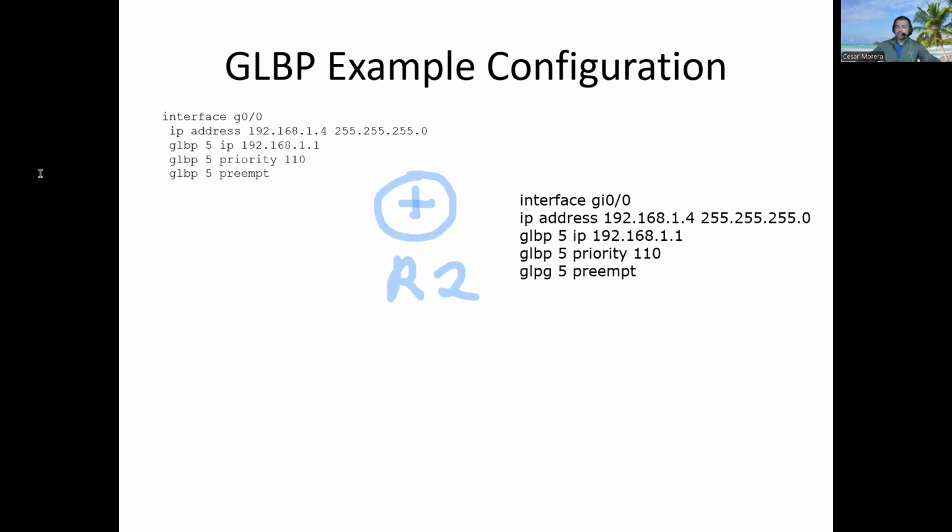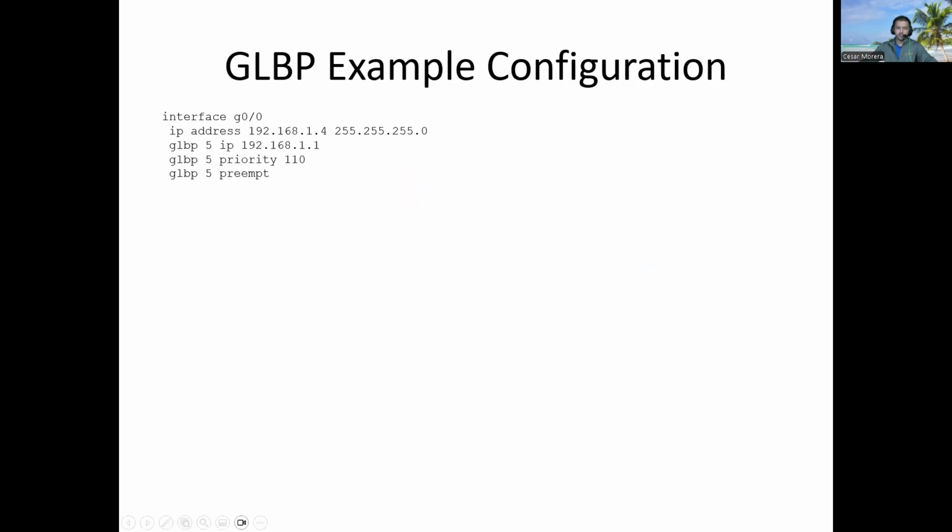There you have it. This is a brief example of how to configure it. Let's say we are in router 2 or router 4, and we're configuring GLBP with the GLBP IP address, then the priority, the preempt, and that's it. That's basically the configuration that we will do for a GLBP example. So let's go ahead and clear the board and let's move forward.